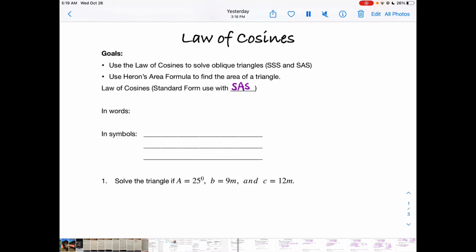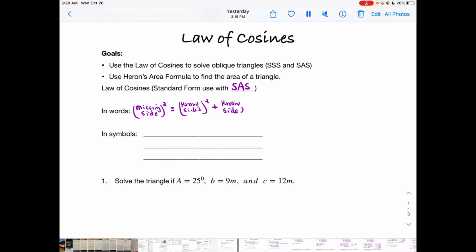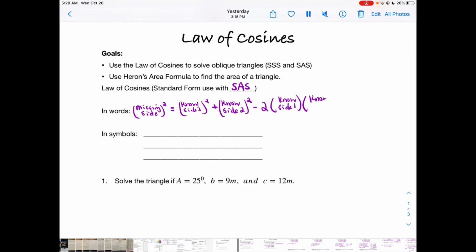So first we're going to look at the law of cosines used when you have side-angle-side. There are 3 formulas to memorize with this, so I like to memorize it in words first, and then I can apply that to whichever situation I have with the letters that I put in. So the law of cosines formula in words is you take the missing side, because you have 2 sides, so the one side that you do not know squared is equal to one of the sides you know squared plus the other side you know squared minus 2 times the product of the 2 sides you know times the cosine of the one angle you know.